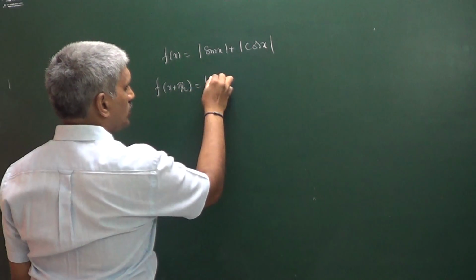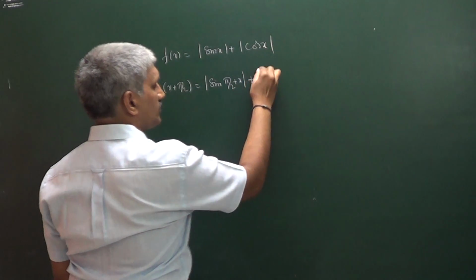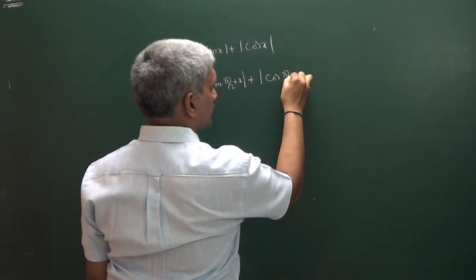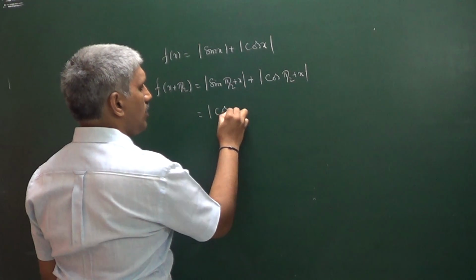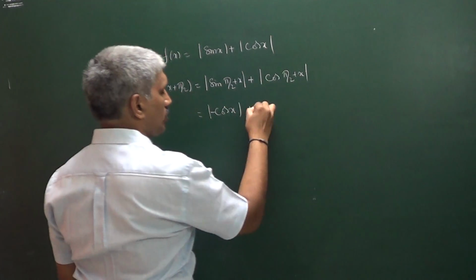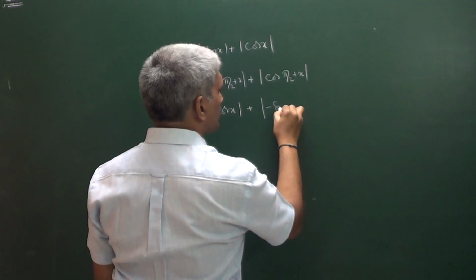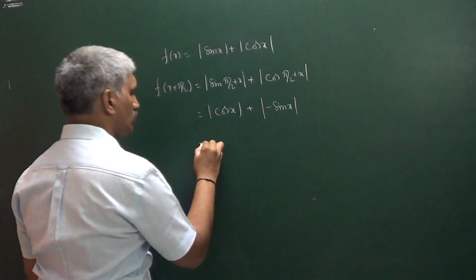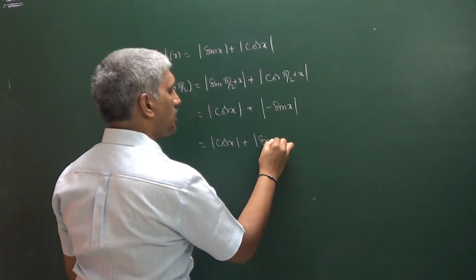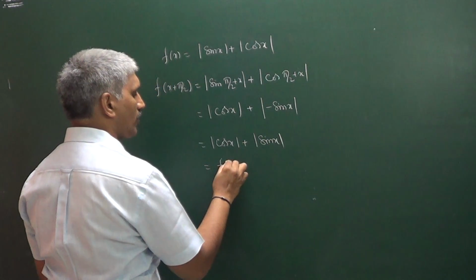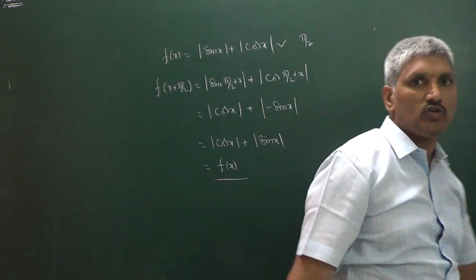You will get modulus of sin (90 plus x) plus modulus of cos (90 plus x). Sin (90 plus theta) is cos x, whereas cos (90 plus theta) is minus sin x. So that's what you will get, modulus of cos x plus modulus of sin x, which is nothing but f of x only. That's why this is a periodic function with period pi by 2 we can say.